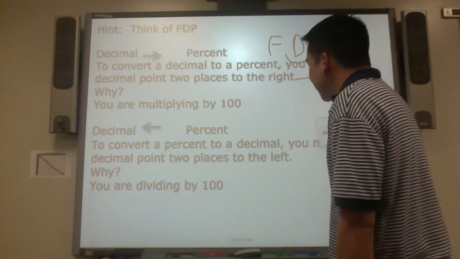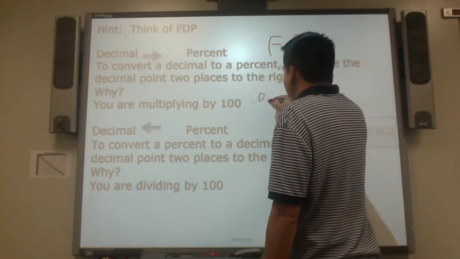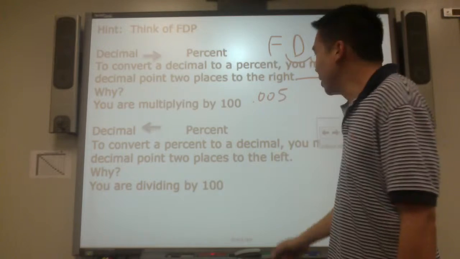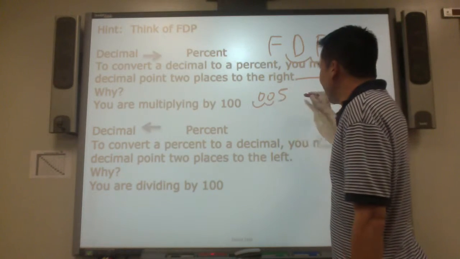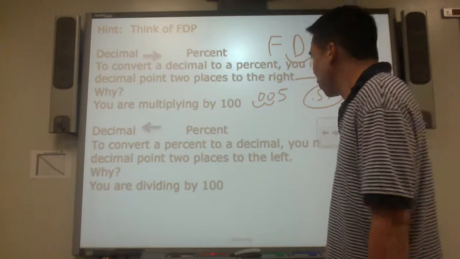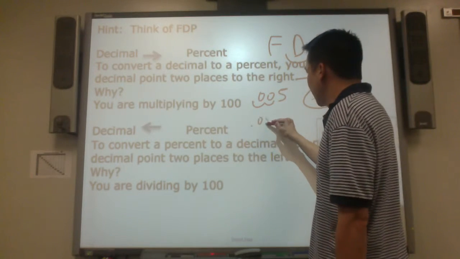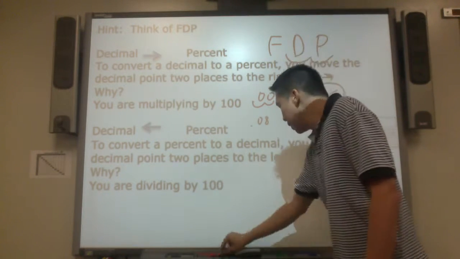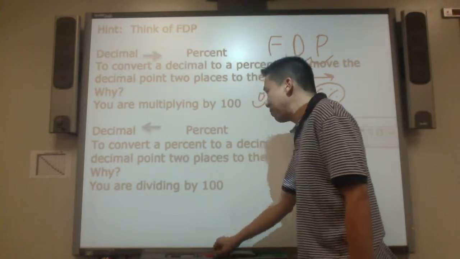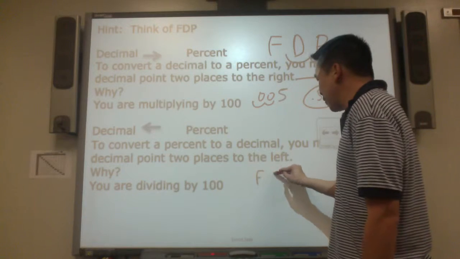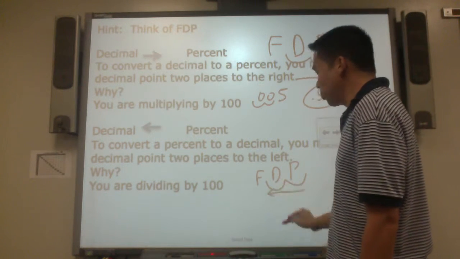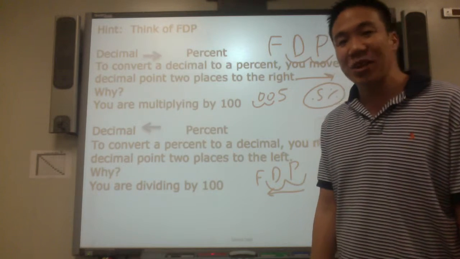For example, this is a decimal. What percent is that? If you move it 2 places to the right, it's 0.5%. Half of a percent. That's a good one. And then, what if you have to turn a percent to a decimal? FDP, turn a percent to a decimal. Percent to a decimal, you're moving the decimal 2 places to the left.